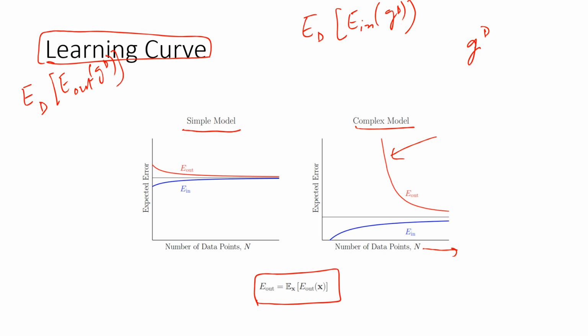Now, if you remember in the VC analysis, E out was expressed as the sum of E in and a generalization error that was bounded by that omega, which is a function of VC dimension and n and other things, right? That was the penalty for model complexity, right? In the bias variance analysis, as opposed to the VC analysis, E out is the sum of bias and variance. So let us further look at the learning curve and try to bring together the bias variance analysis and the VC analysis and see how the learning curves compare in both situations.